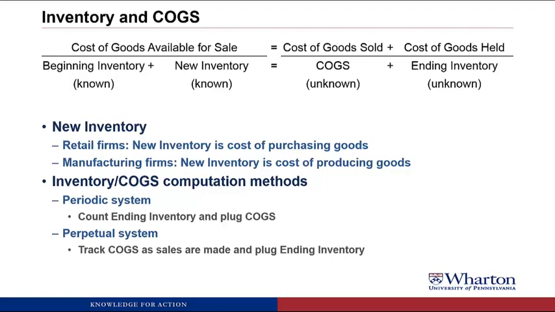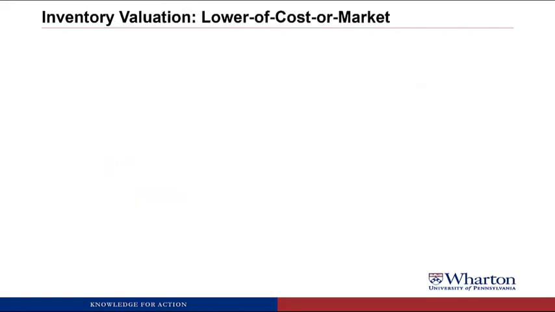Before we move on, I should note that the periodic versus perpetual system helps you figure out the number of goods you've sold versus the number of goods you still have. But in terms of what the actual cost you need to assign to those goods are, well, you have to make some additional assumptions, and those additional assumptions are going to take up the rest of the videos for the week. But before we get on to that part, one more topic I need to do in this video is something else you have to think about when you're figuring out the value of that ending inventory.